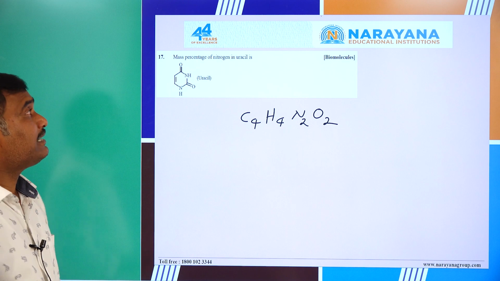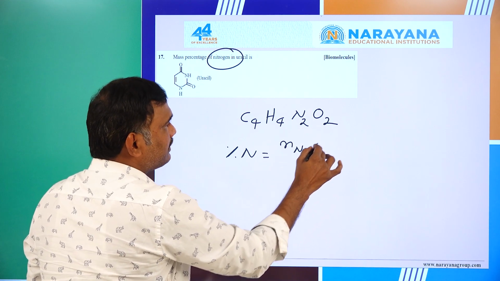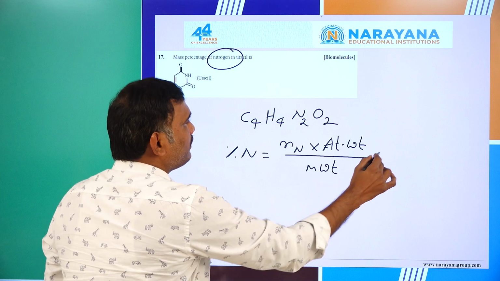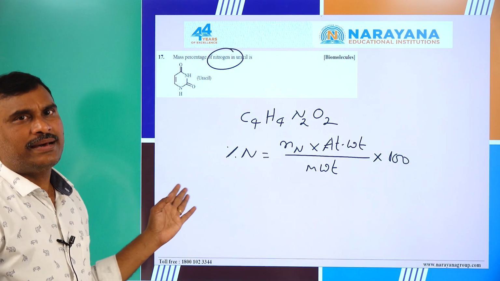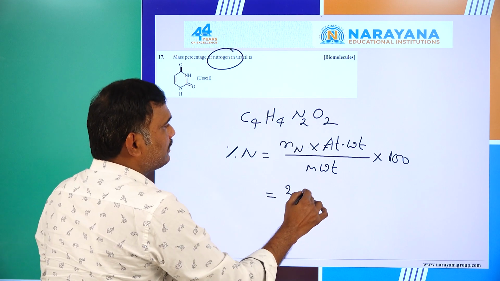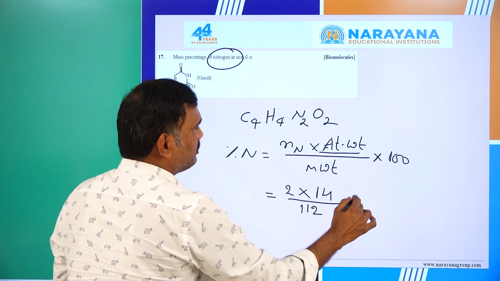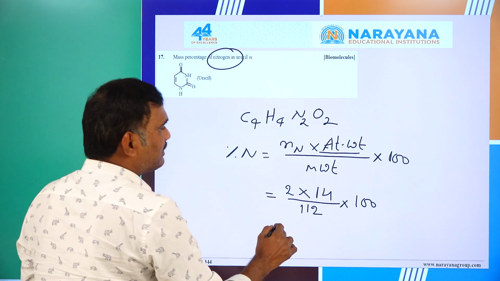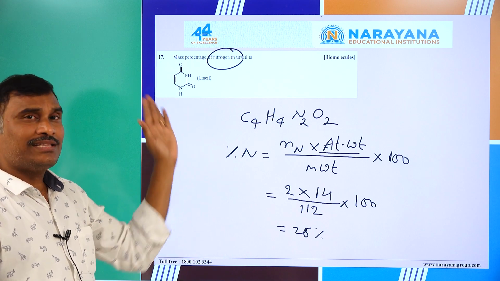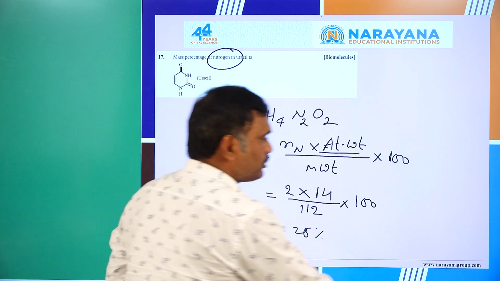They asked to find the mass percentage of nitrogen in uracil. Percentage of nitrogen is equal to, what can you write? Number of nitrogens into their atomic weight by total molecular weight of the compound into 100. This will give the mass percentage of an element in a given compound. Number of nitrogens 2 into atomic weight of nitrogen 14, molecular weight of uracil 112 I think, into 100. Okay students, you can get the answer as roughly 25% after doing the calculation. So the mass percentage of nitrogen in uracil, if the structure is given, very happy. If not given, you have to remember the structures for further examinations. Next, go for the next question student.